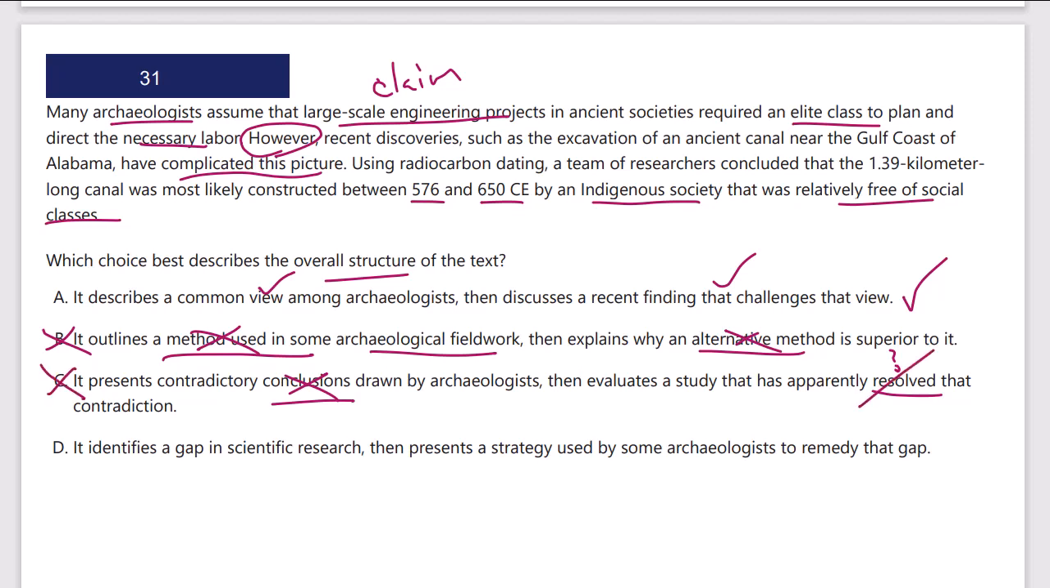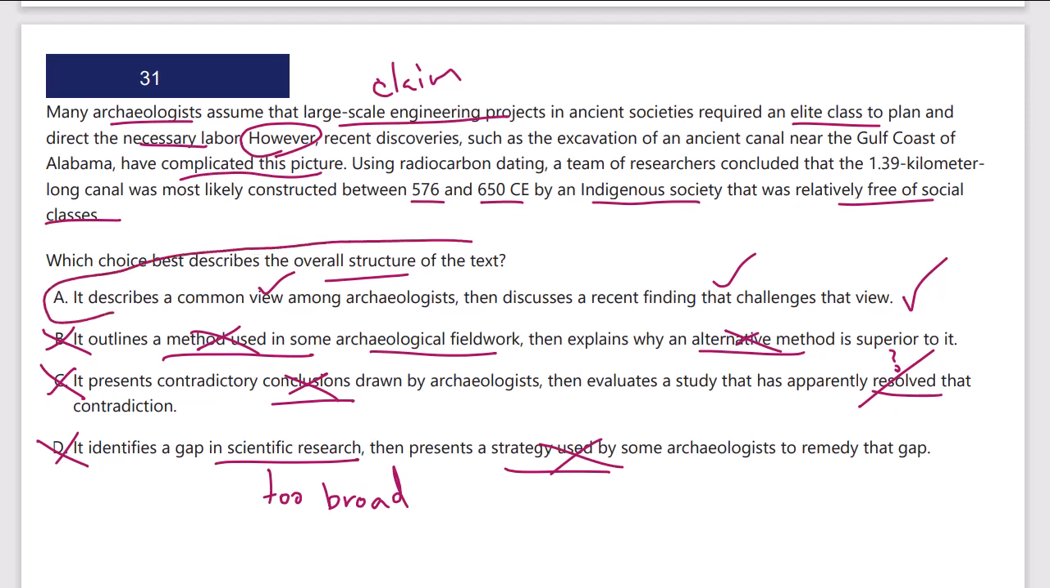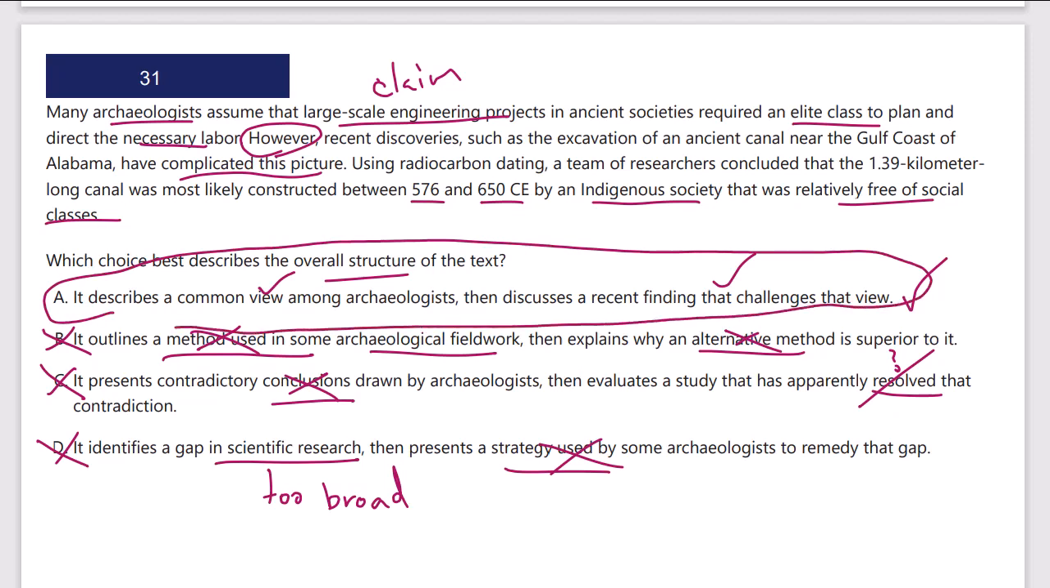C is wrong. D. It identifies a gap in scientific research. Scientific research? Okay, we do say things abstractly in the answers. We go from the concrete text to the abstract in the reading a lot, but this is way too broad. Scientific research, that could be chemistry, biology. This is not what this is about. It's just about an engineering project. Then presents a strategy used by some archaeologists to remedy that gap. There's no strategy mentioned here. D is clearly wrong. So again, a lot of times eliminating can be your best friend. It's the easier approach. Well, I shouldn't say that because we kind of figured out from our prediction that A was the right answer in the beginning. But it does highlight that there are two approaches, kind of two sides of the same coin, that can help you get to the right answer in your procedure. So A is the right answer.